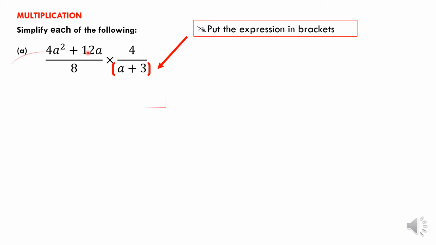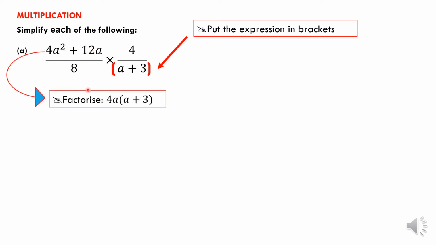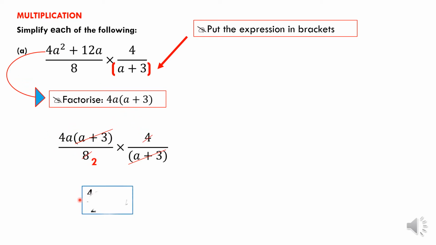So everything now becomes 4a over 4a in brackets a plus 3, over 8 times 4 over a plus 3. As you can see, the a plus 3 is common, so I can go ahead and cancel them out. The same applies for 4 and 8: 4 goes into itself once, and 4 goes into 8 2 times. So I'm getting 4a over 2 if I multiply numerator with numerator, and obviously 2 goes into 4 2 times. So my final answer is 2a. Let me bring another one here.